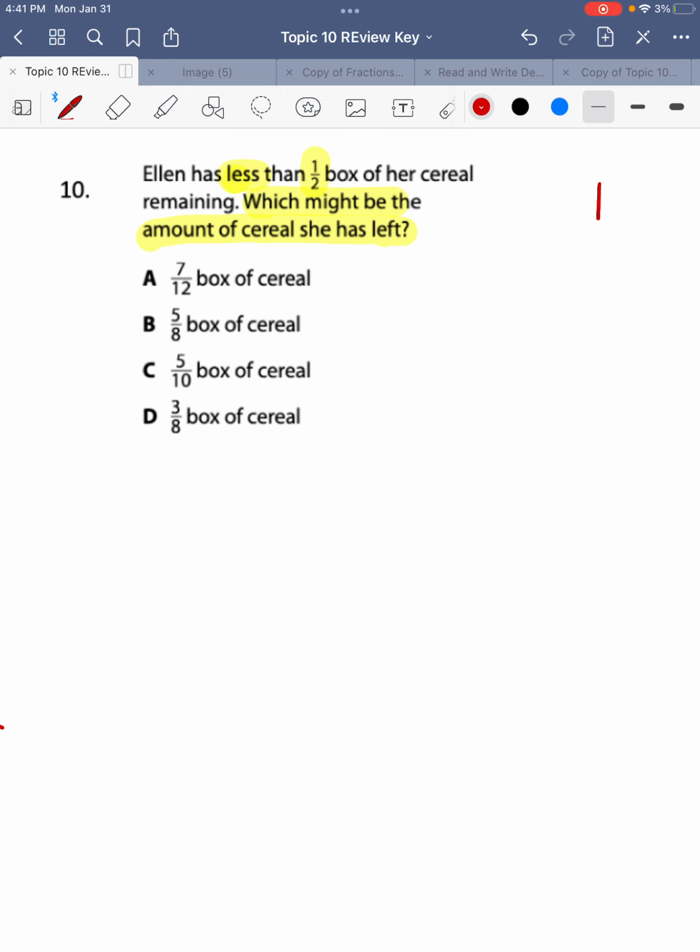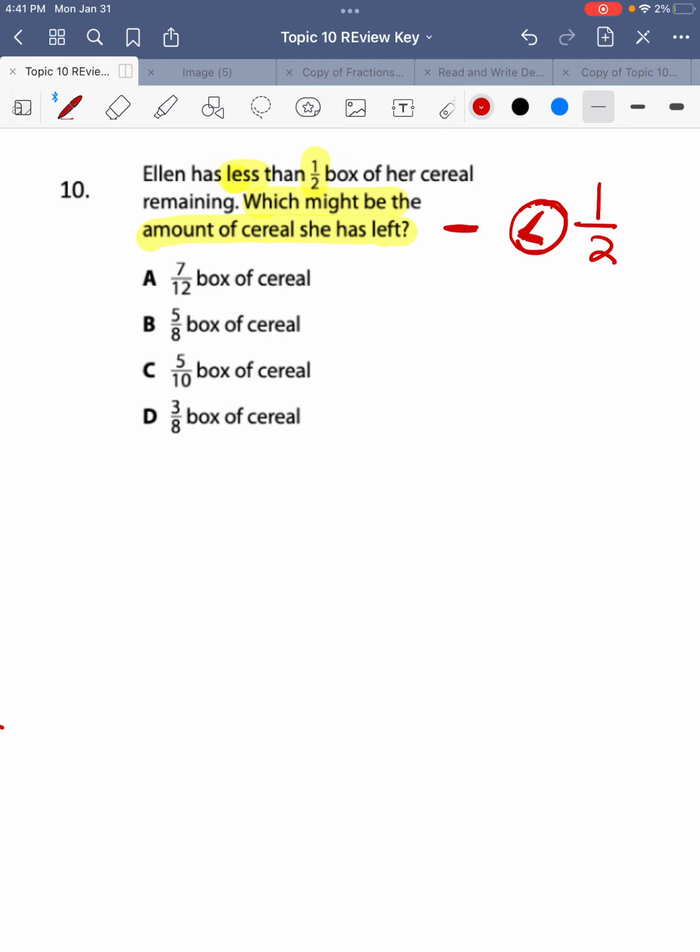So I need to find a fraction that if I put it next to 1/2, the alligator is eating the other fraction. Wait, sorry, my bad. If I'm comparing these two fractions, I need to find a fraction where 1/2 is bigger. The alligator is going to be eating 1/2 because I need to find a fraction that is less than 1/2, which means 1/2 will be bigger.